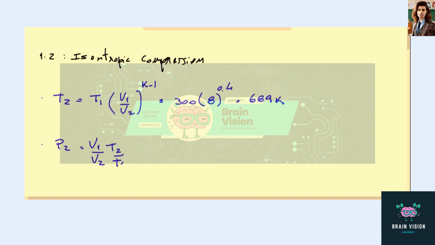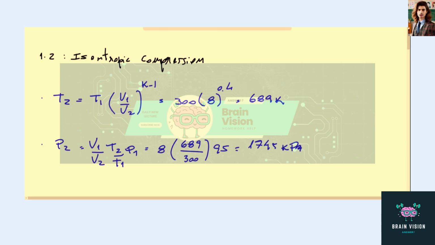And using the ideal gas law, we can use P2 equals (V1/V2)(T2/T1)P1. This is going to be equal to 8 multiplied by 689 divided by 300, multiplied by 95, which is the initial pressure. And the pressure at point 2 is just 1745 kilopascal.